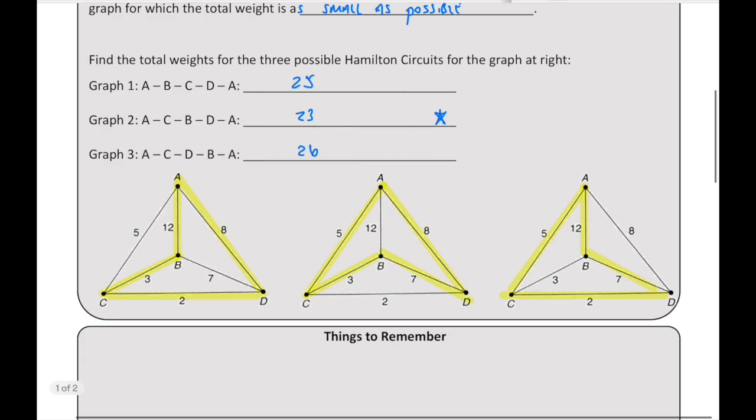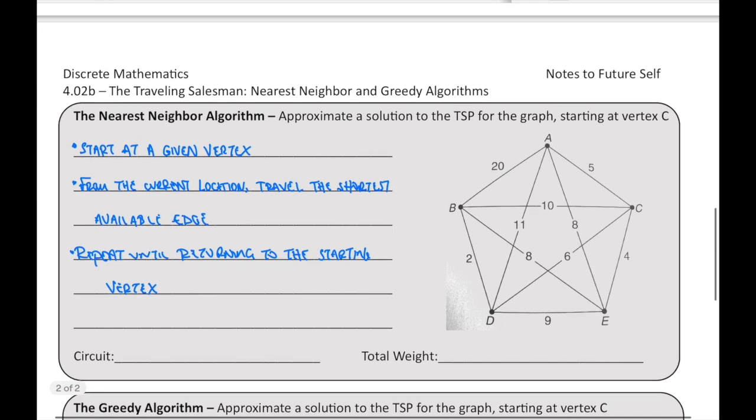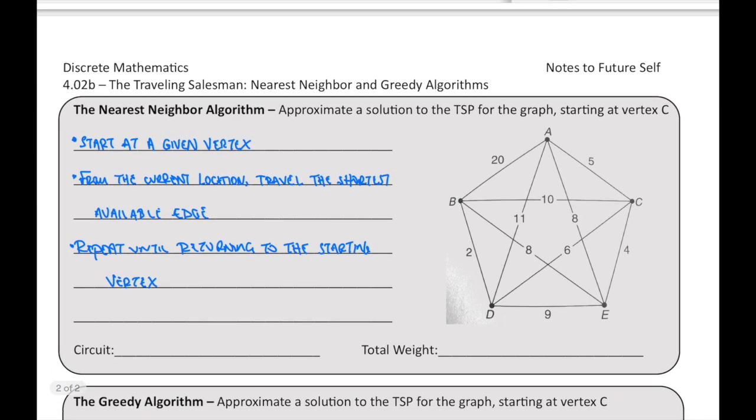We're going to have 2 different algorithms to solving the traveling salesman problem. The first of which we're going to call the nearest neighbor algorithm. And we're going to use this to approximate a solution starting at vertex C. Now the nearest neighbor algorithm might make sense, might be intuitive. We're going to start at a given vertex, in this case C. From that location, we're going to find the shortest available edge.